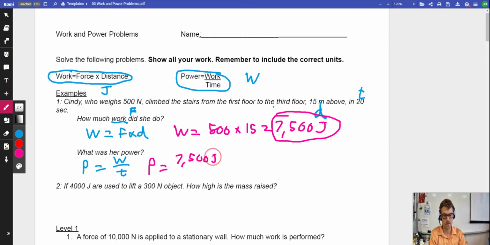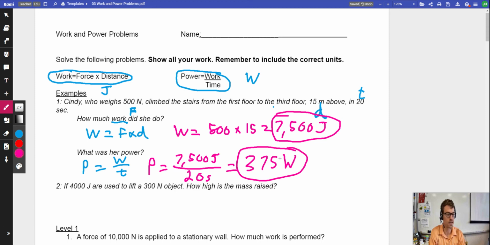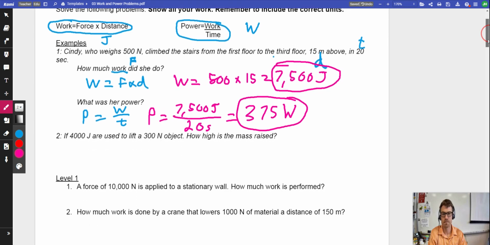So power is equal to 7,500 joules. And then we need to figure out the time. Well, we know the time, that was in the original question. It is 20 seconds. And so again, we need to do this calculation. 7,500 divided by 20 seconds gives us 375. And again, the unit for power is the watt. So you'll definitely have a lot of these multi-step questions. So just be aware that you need to be paying attention on those.